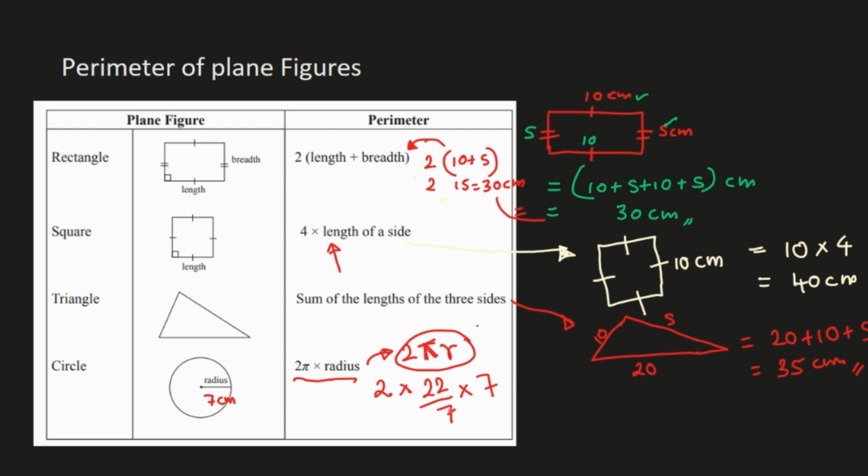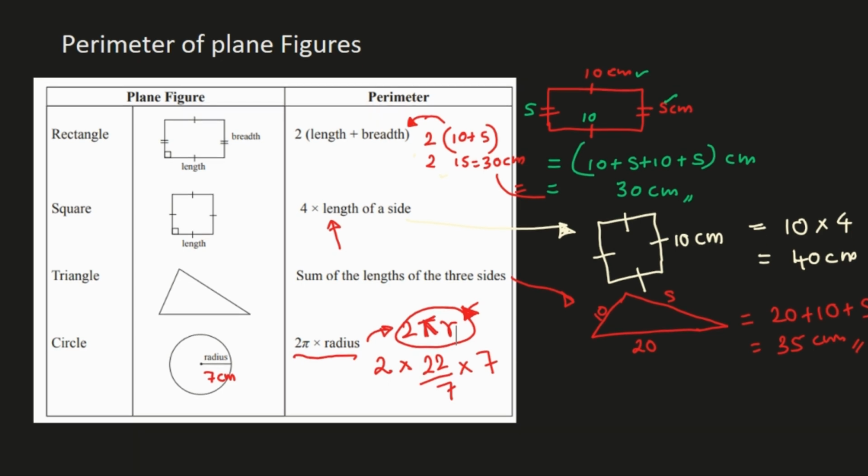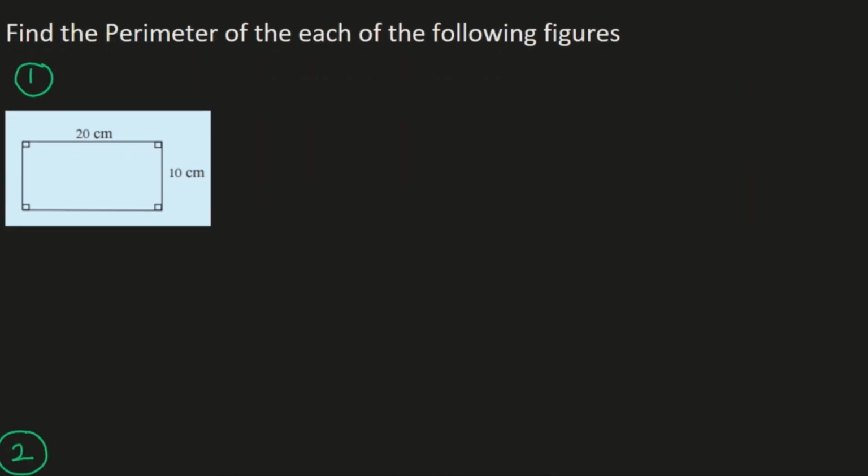Keep this in mind really properly, right? So don't try to forget it. Learn this by heart. It's 2πr. The perimeter of a circle is 2πr. Okay, hope this is clear by now. So with all these things in mind, let's go to the first example.